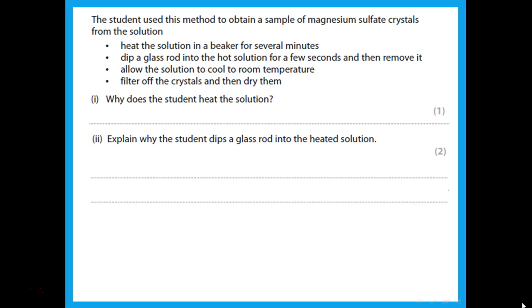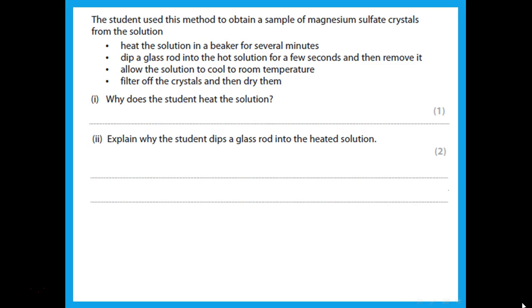Okay, let's look at a question. The student used this method to obtain a sample of magnesium sulfate crystals from the solution. He heated the solution in a beaker, dipped a glass rod into the hot solution for a few seconds and then removed it. What is he trying to do? He's trying to see if he has reached the point of crystallization, right?